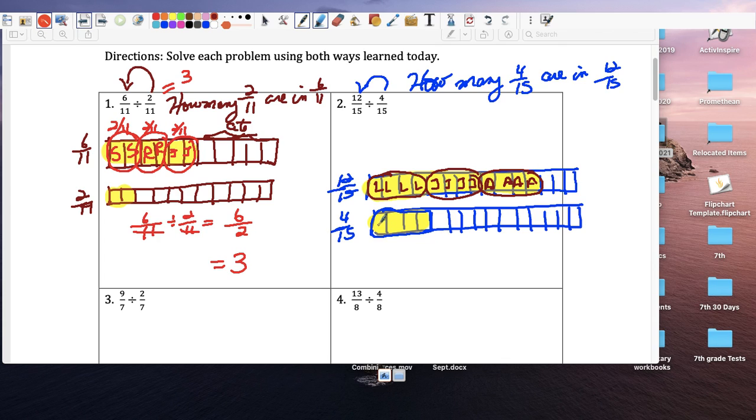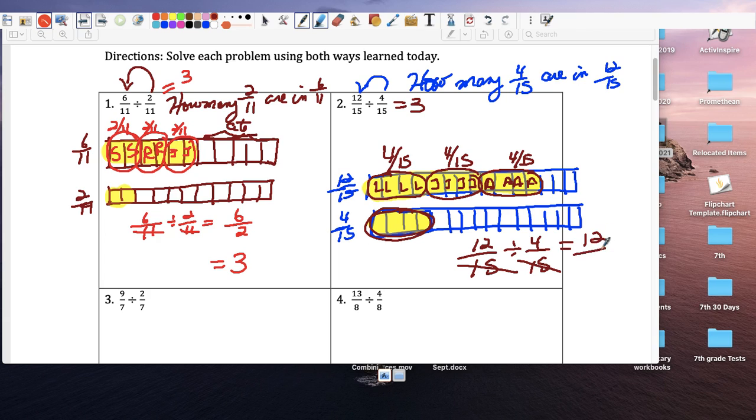4 pieces. So how many groups of 4/15? There's one group of 4/15 over here, another group of 4/15, and another group of 4/15, and that gives us the answer is 3. And then another way of doing this, we can cross this out, and we can divide 12 divided by 4. And 12 divided by 4, you know that's 3. That's the same answer. Okay, so that's it.